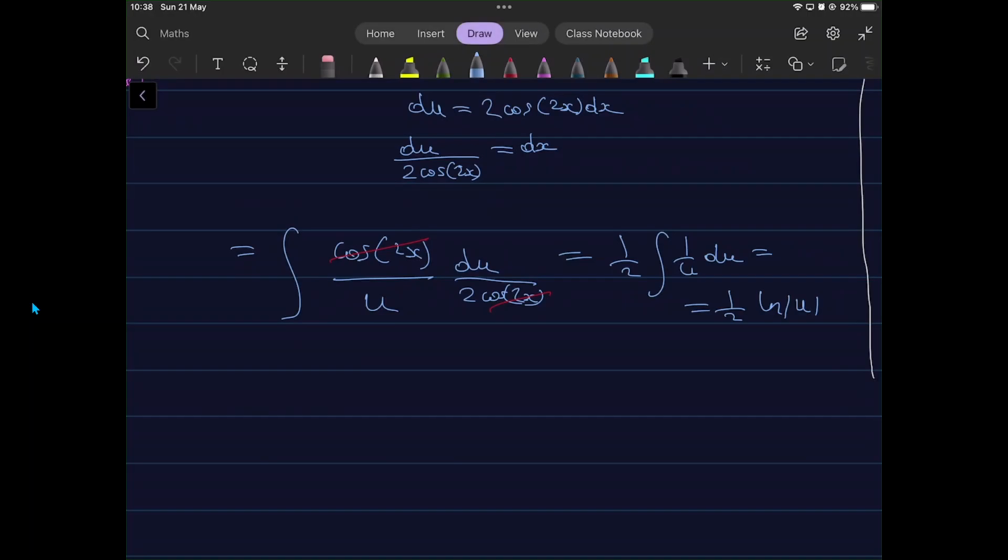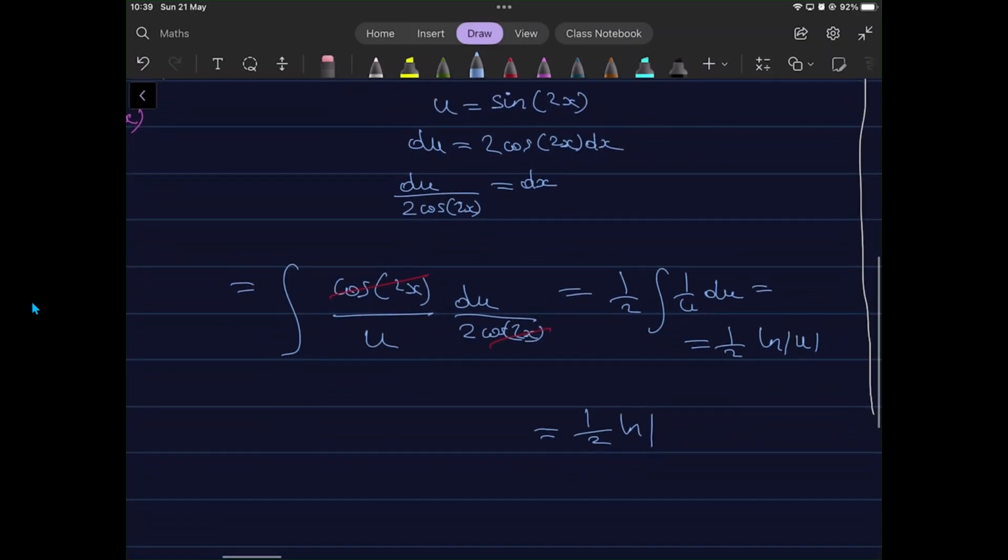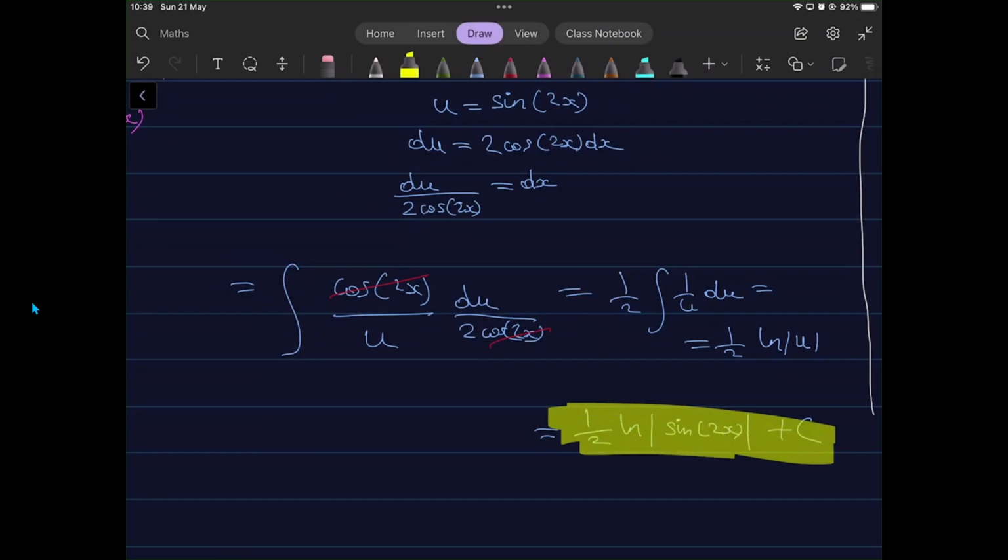So finally, our last step is to replace u with whatever it corresponded to in terms of x. And u was equal to sine of 2x, as you can see from the top line on the screen. So overall, we have half of ln of the absolute value of sine 2x, plus c. And that's our answer. Once again, another lovely answer.